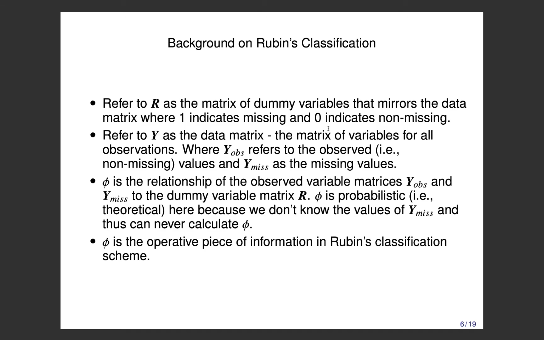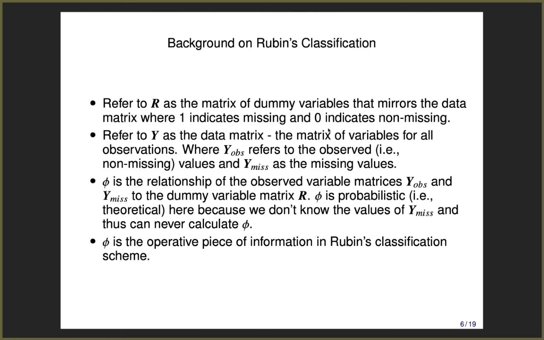We refer to Y as our data matrix that we can partition into two pieces. Y observed, which identifies the observed values, the non-missing values in Y, and Y miss, which are the missing values.